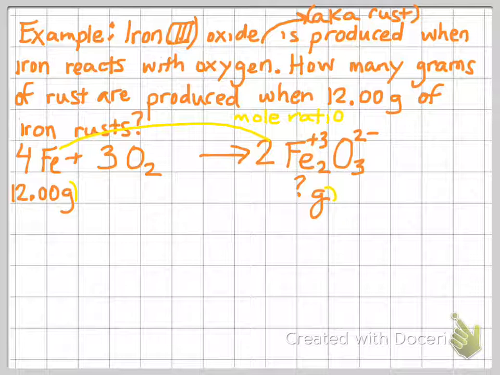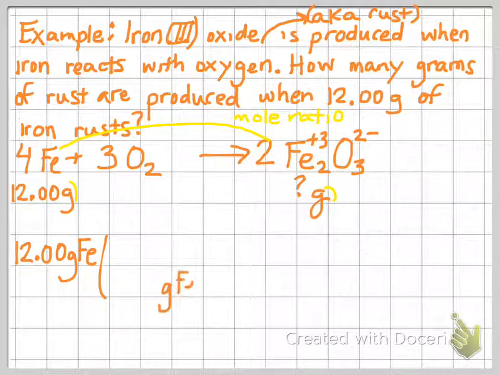Again, I still approach it the same way. I'm still going to start with my 12 grams of my given, which is iron. Now, where do grams of iron have to go? On the bottom. What can I convert grams of iron to? I use my chemistry toolkit, right? My only tool that has grams in it, the other unit is moles, so this has to be moles of iron.